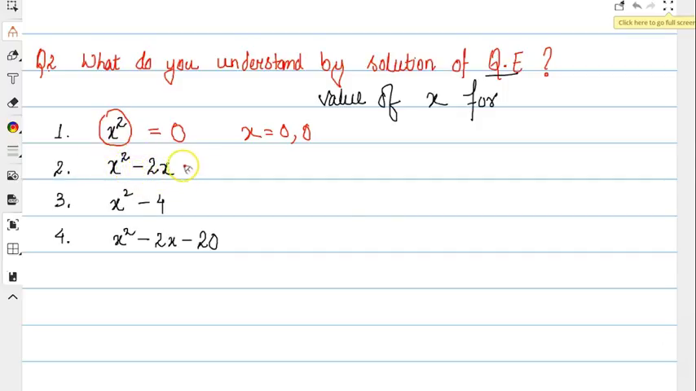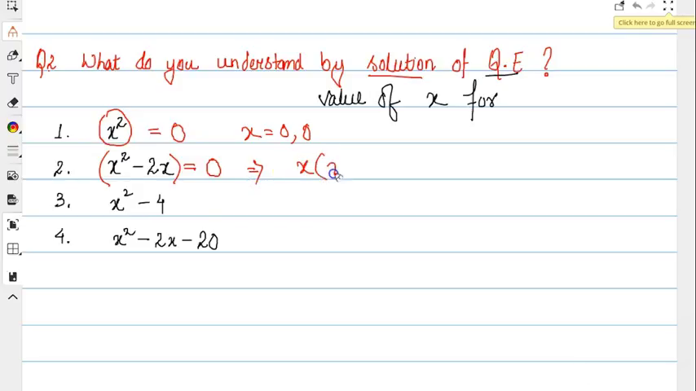I'm repeating it again and again, so try to understand. Now I will equate this to 0. Why am I equating this to 0? Because I want the solution. And what is a solution? Solution is those values of x for which this expression becomes 0. So I hope this is clear to you. Now how do you solve this?